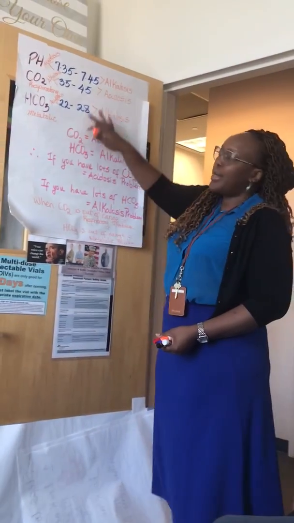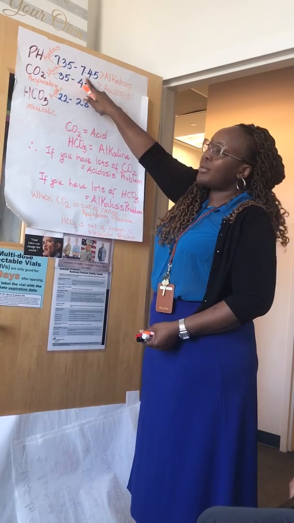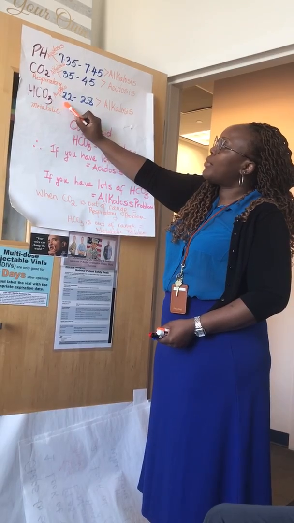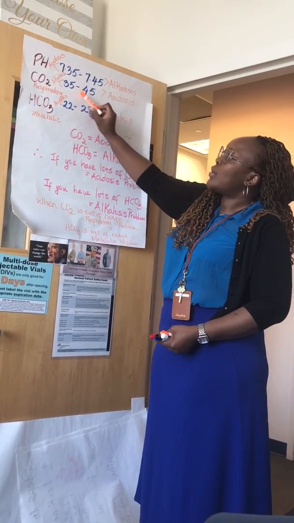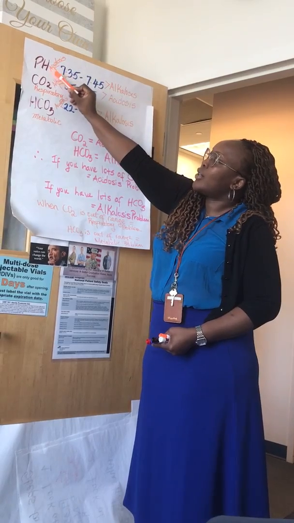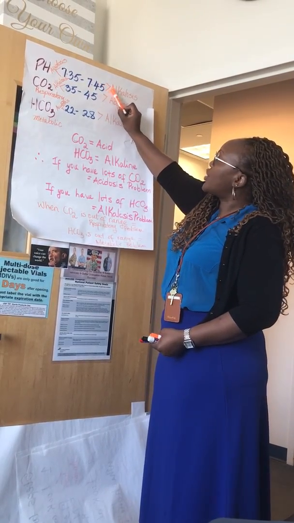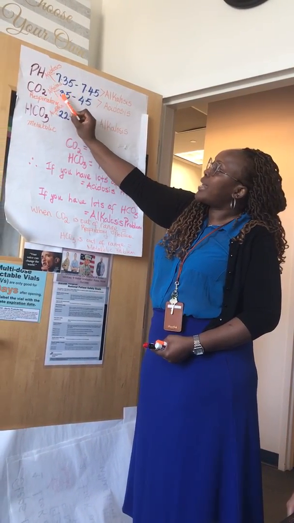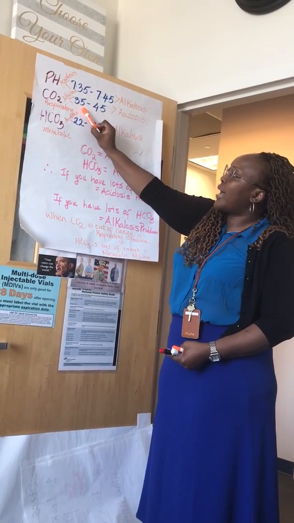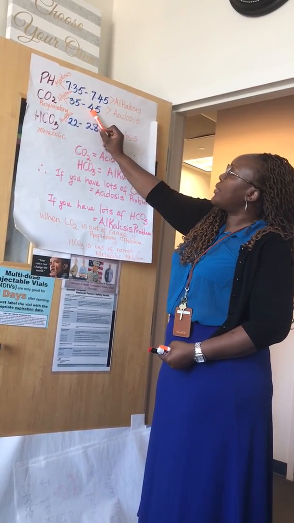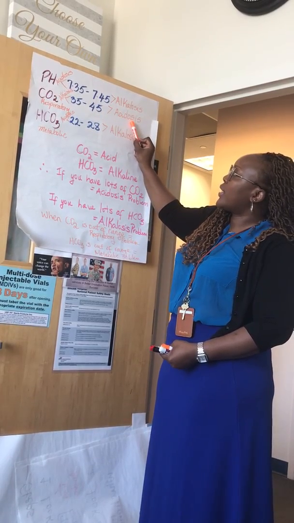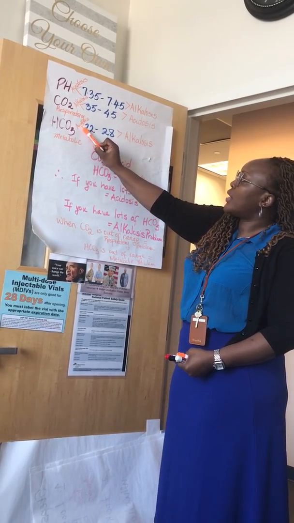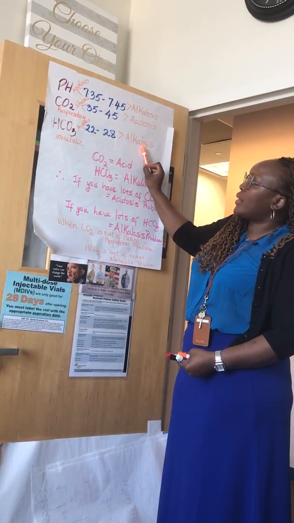Ready? So we know the normal pH is 7.35 to 7.45, CO2 is 35 to 45, and bicarbonate is 22 to 28. Okay? So a pH less than 7.35 is an acidotic pH, and a pH greater than 7.45 is an alkalotic pH. CO2 less than 35 is going to be an alkalotic problem, and greater than 45 is going to be an acidotic problem. And bicarbonate less than 22 is an acidotic problem, greater than 28 is an alkalotic problem.